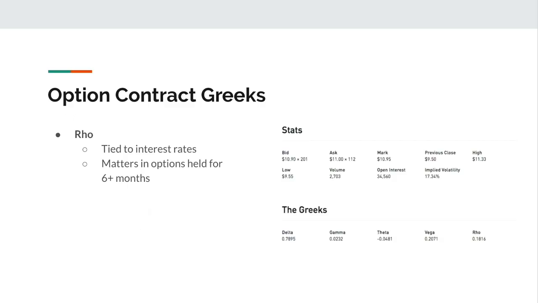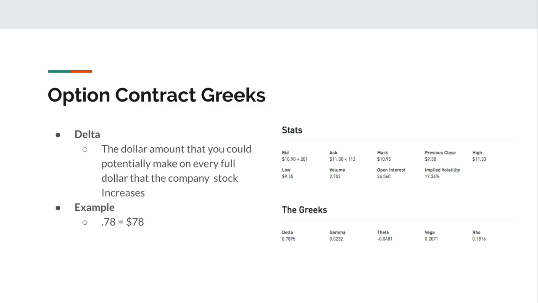So let's go ahead and review the Greeks a little bit. Delta is the dollar amount that you can potentially make on every full dollar that a company's stock increases. So delta in this case is 0.78.